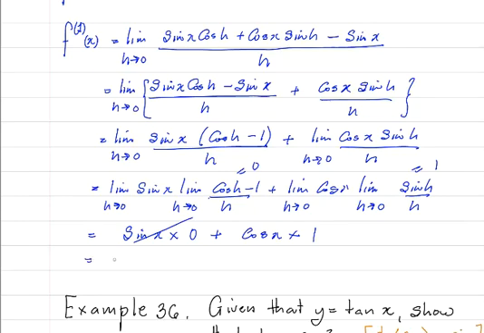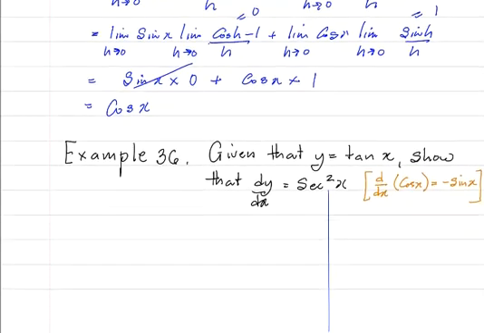All right? All right, so this was our objective. Our objective was to show that the first derivative of sine x is equal to cosine x, and we have done that.